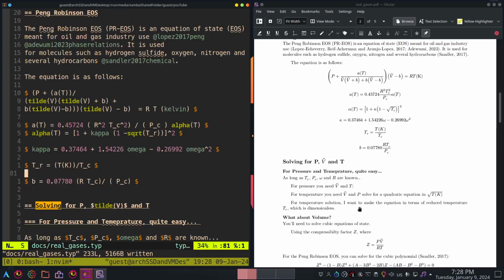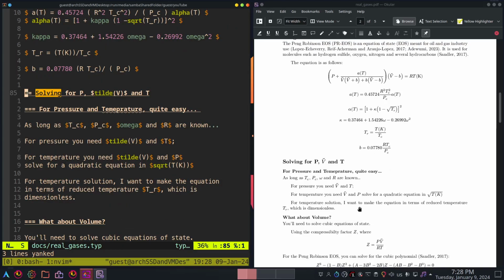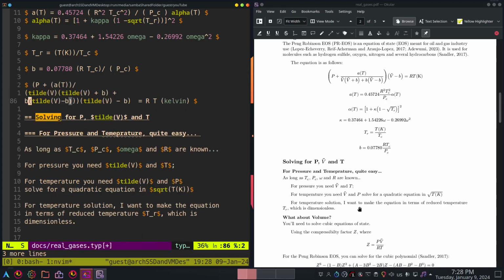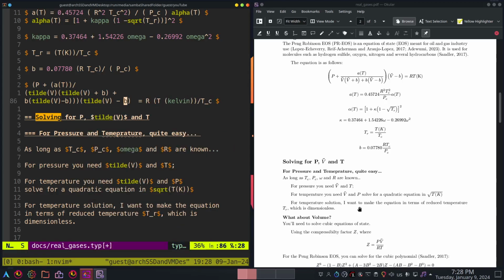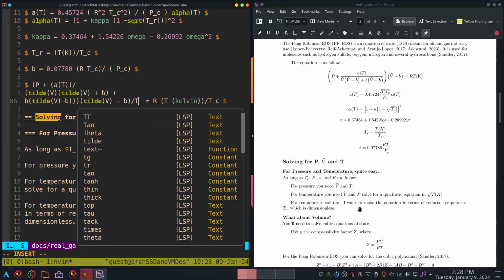So how do we do it? Let me copy the Peng-Robinson equation over, and let me divide throughout by the critical temperature. So I'll divide by TC on one side, and I'll divide by TC on the other side as well.